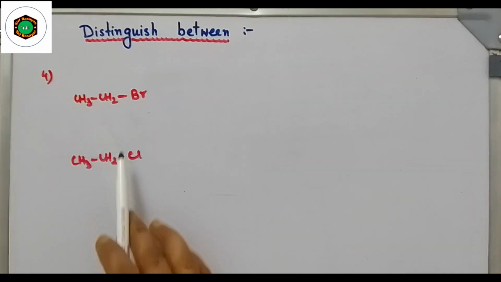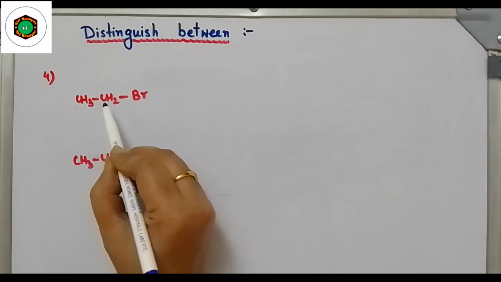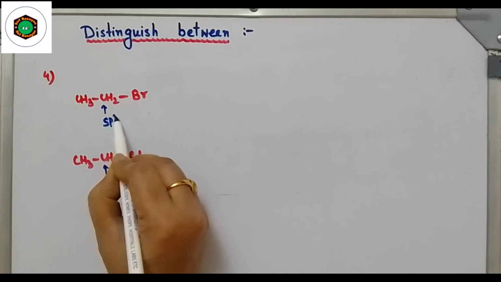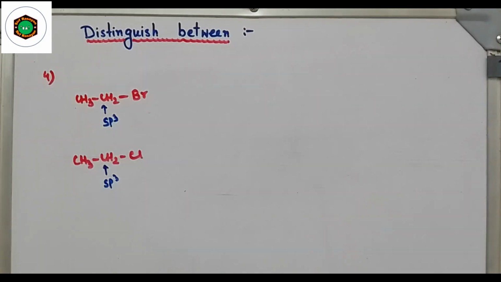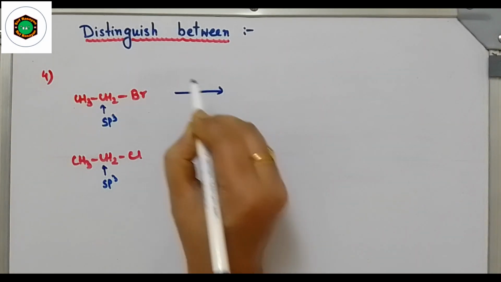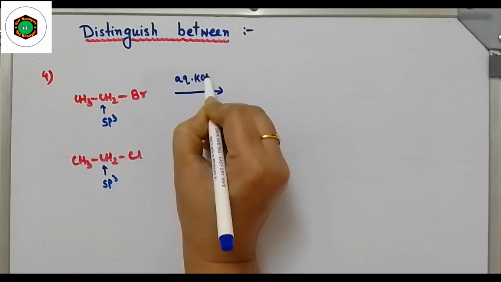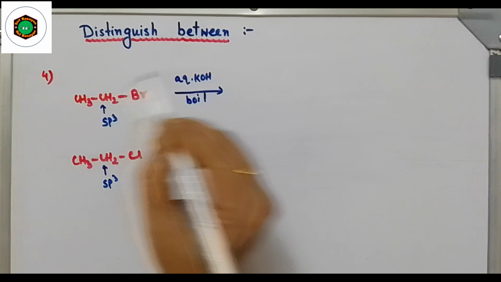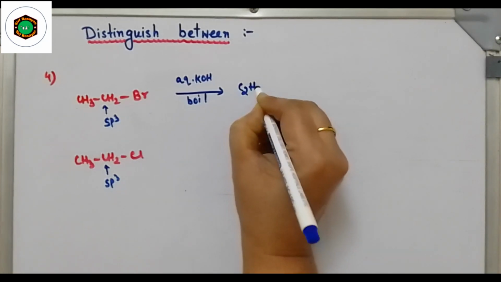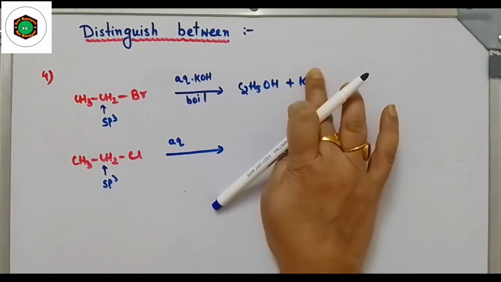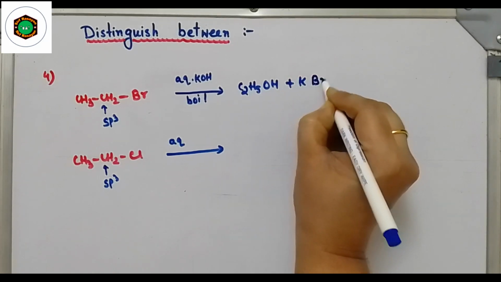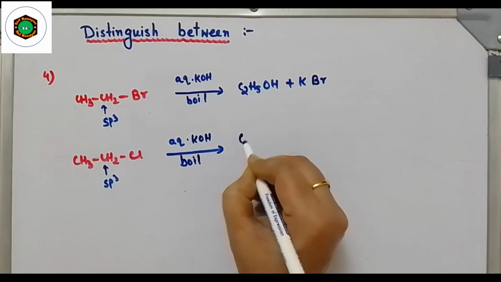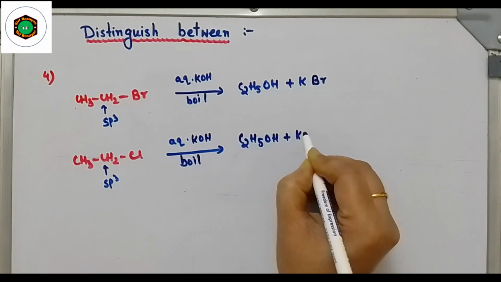Next is bromoethane and chloroethane. The carbon where halogen is attached, in both the cases it is sp3 hybridized. So nucleophilic substitution is possible. So if you treat this compound with aqueous KOH, what will happen? Here nucleophilic substitution will take place. You will get ethanol plus KBr. And if you treat similarly, you will get ethanol plus KCl.